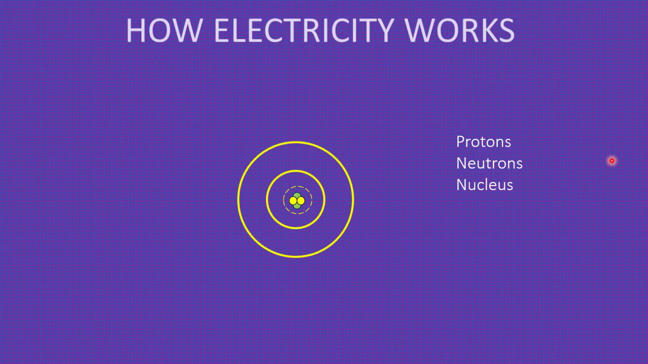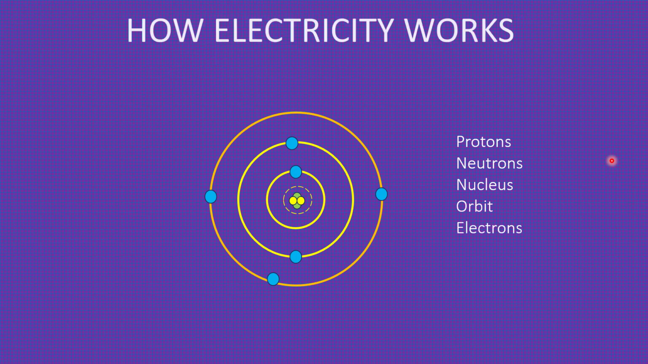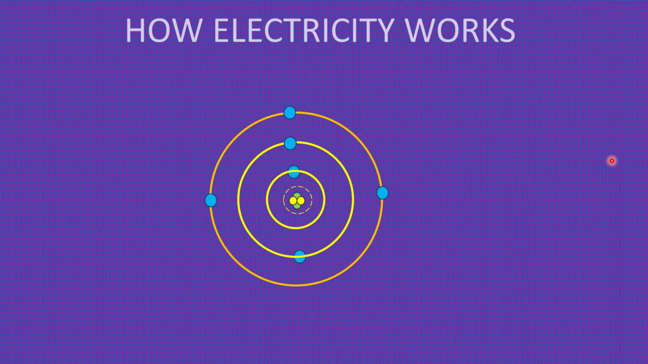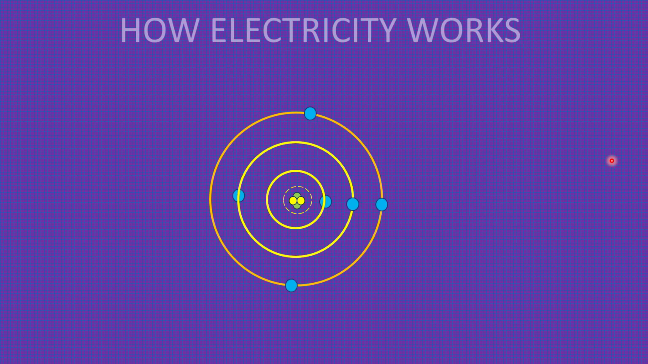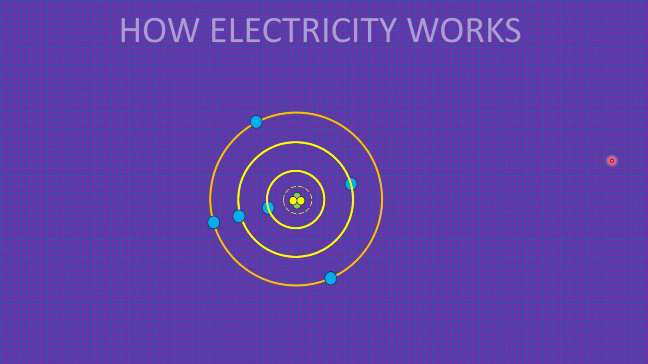Around the nucleus, electrons are circulating in orbits or shells. Negatively charged electrons are circulating around the nucleus. In a normal atom, the number of protons and the number of electrons are the same. That's why the atom is electrically neutral.